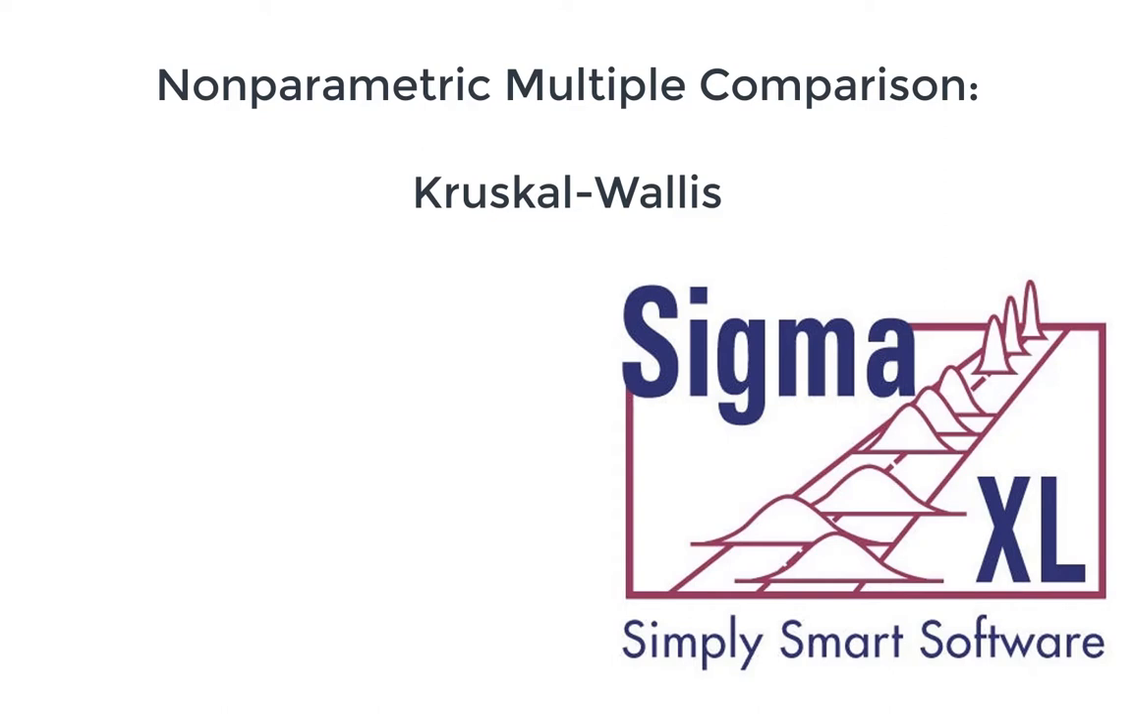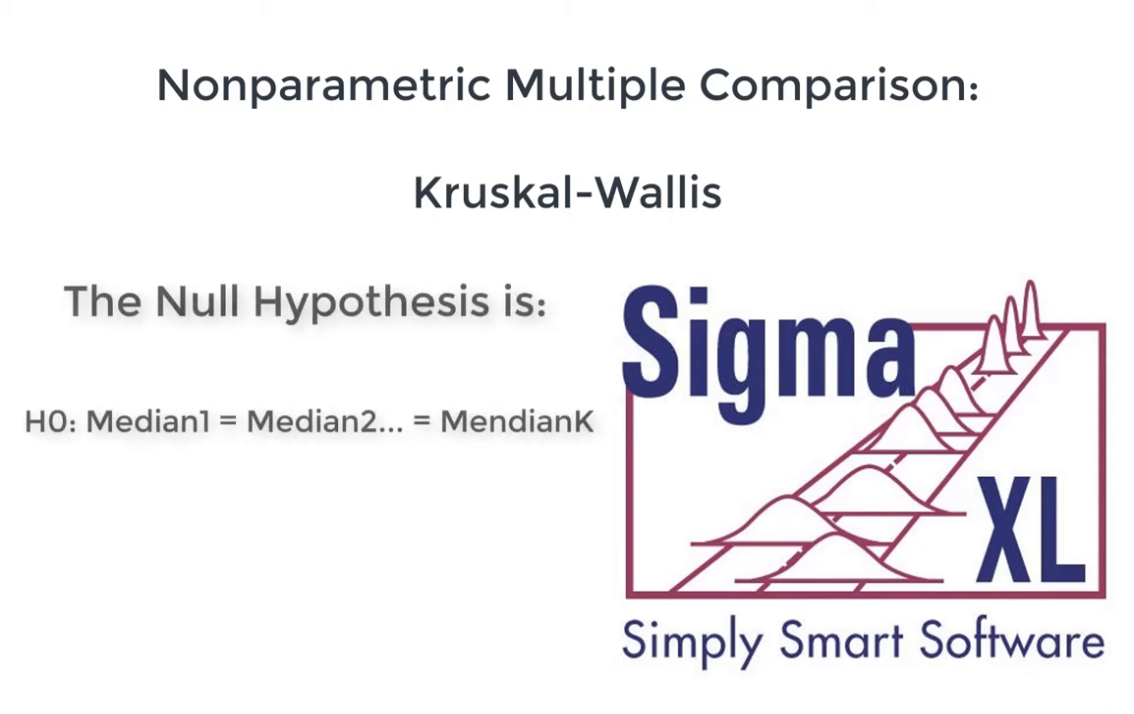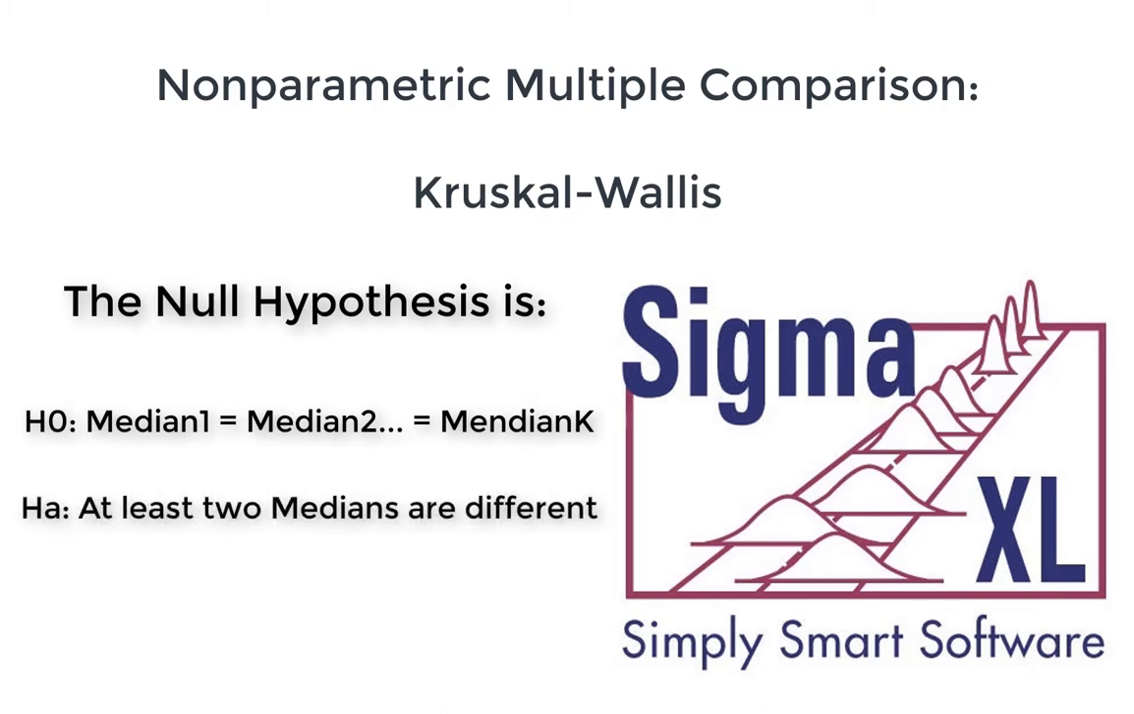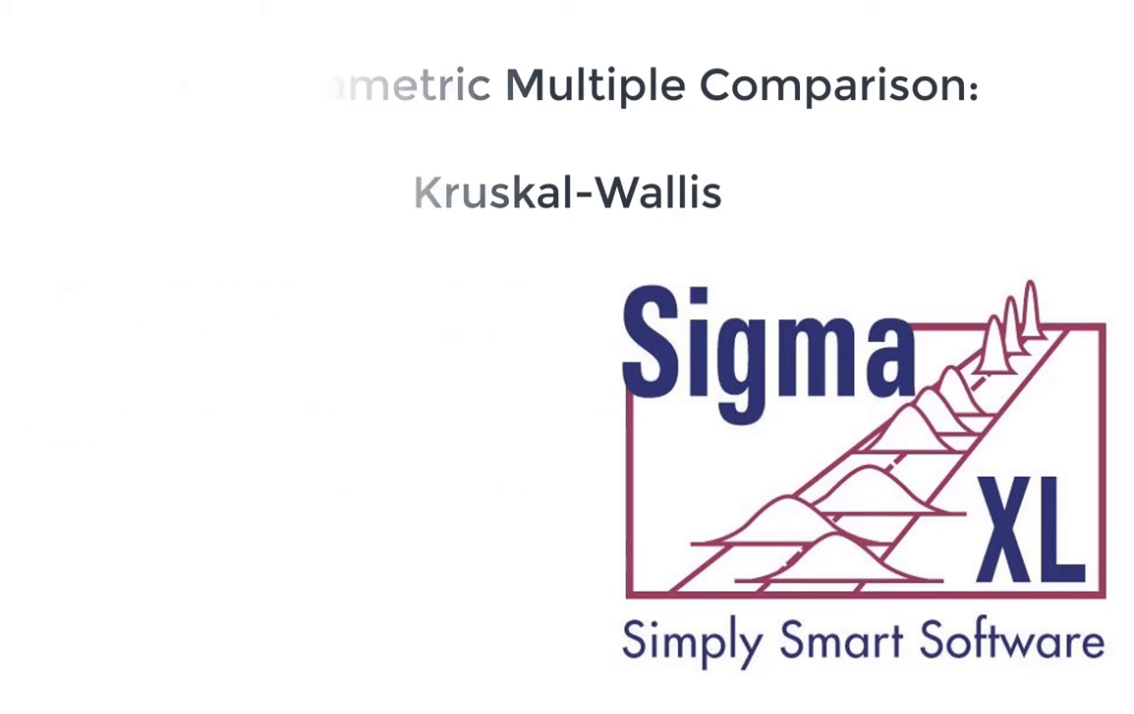Today I'll be showing you the Kruskal-Wallis nonparametric multiple comparison tool used in SigmaXL. The Kruskal-Wallis test is an extension of the Mann-Whitney rank test, allowing for more than two samples. It's a nonparametric equivalent to the parametric one-way ANOVA. The test does not assume sample normality, but does assume that the samples have equal shapes. If the shapes are different, the null hypothesis is that the distributions are the same.